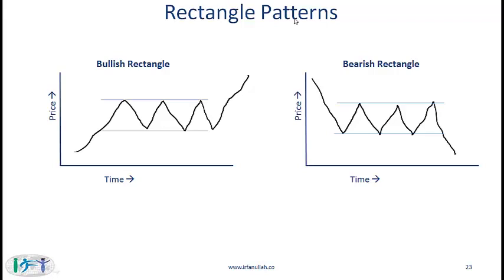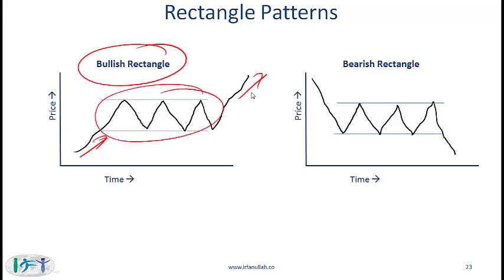Rectangle patterns are fairly self-evident. What we have here is a bullish rectangle, which tells us that this particular uptrend will continue. Here we have a bearish pattern, which tells us that the downtrend will continue.